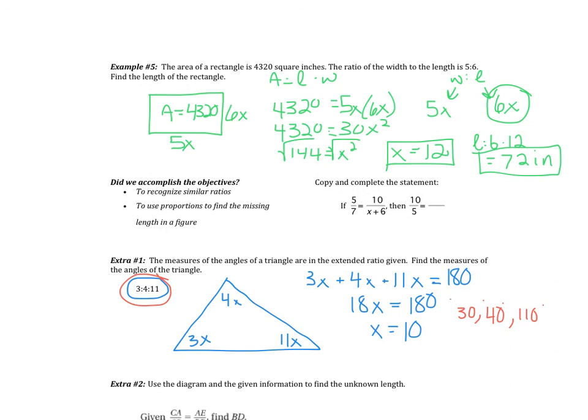How can I check that this is right? Well, the 3 angles, do they reduce to 3, 4, and 11? They do. If I divide all of them by 10, that's why x was 10. And then if I add them together, I should get 180. And it is, so I know that that's the right answer.